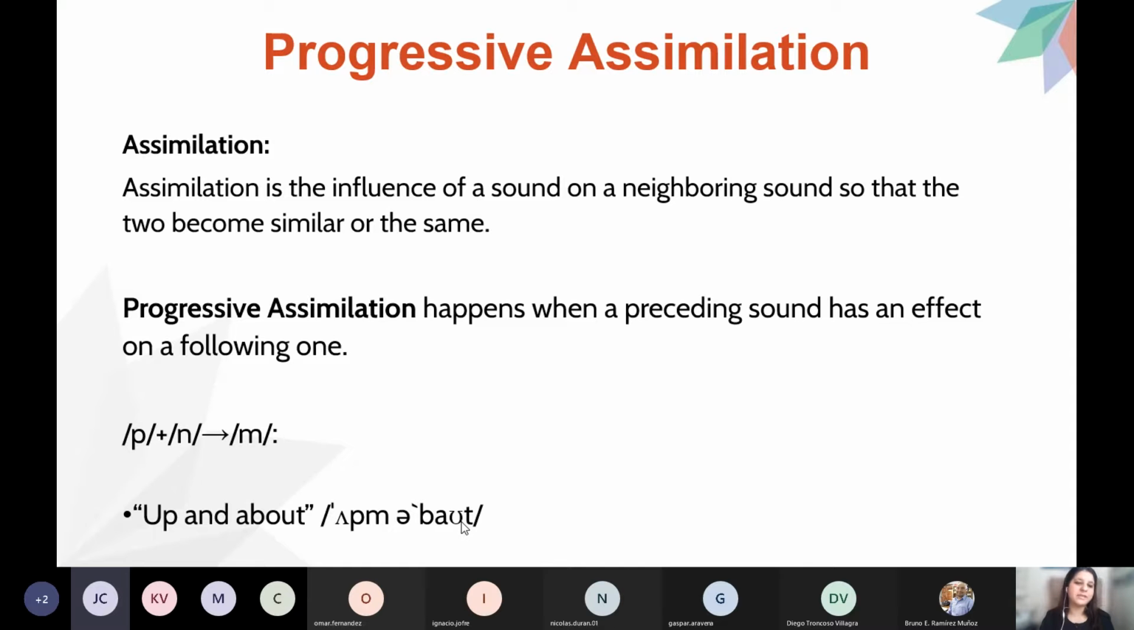For example, we have up and about, and in that case, the p has influenced the following n sound, and here we can also talk about elision. We eliminate the schwa and the n, or the and the n, so we have only the n sound of up and about. We have n, so the p influences the n, and it becomes up and about.